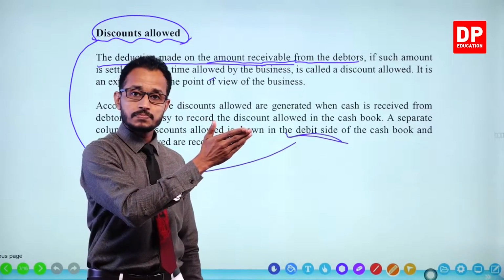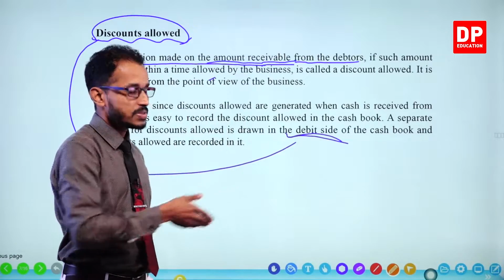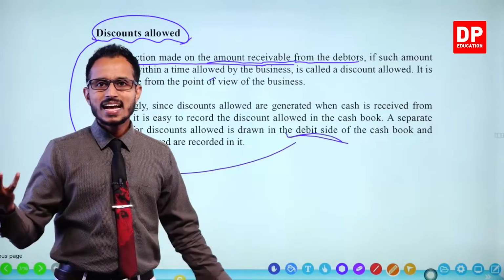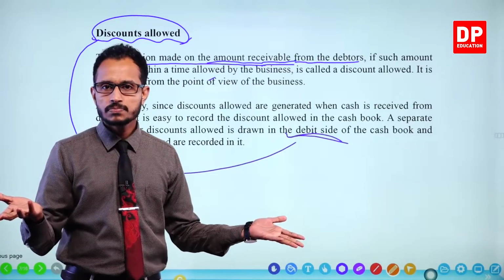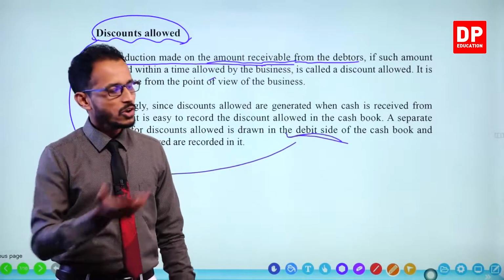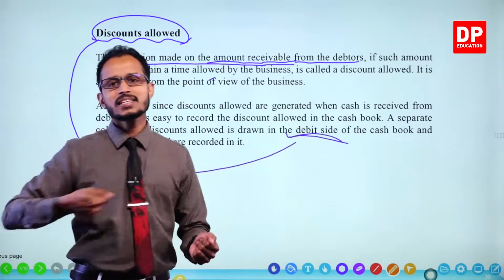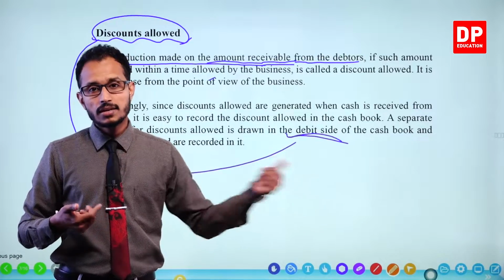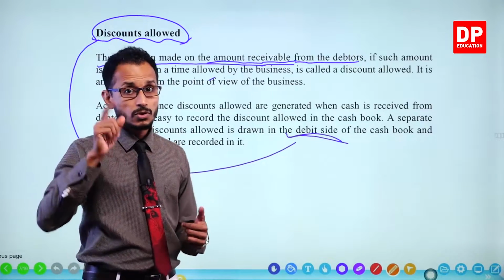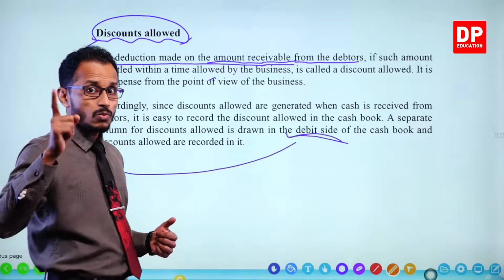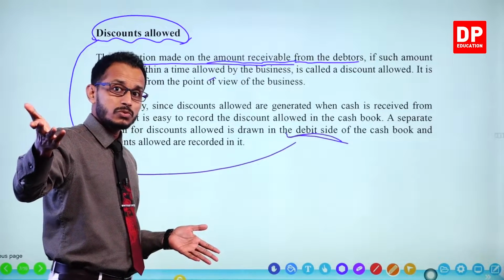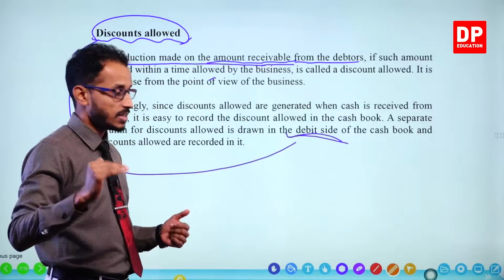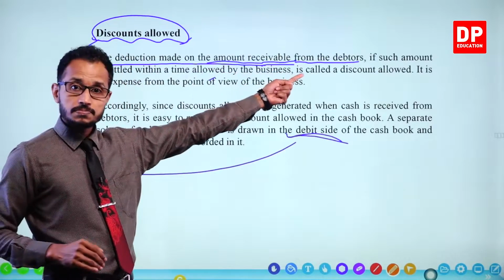10,000 is the outstanding amount. 10% is calculated and deducted from that. It's a deduction. You are getting a lesser value now. But even though you are getting a lesser value, because you are getting the money quicker, that is beneficial for you. But the value which you're supposed to have is a little lesser now. So that is an expense.